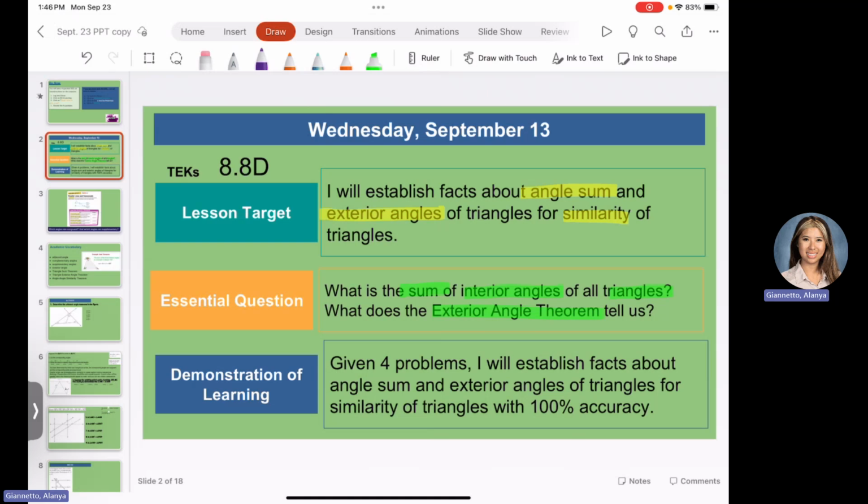So for the first one, sum means the answer when we add, interior means inside. And the inside angles, if we add them together, should always equal 180 degrees. And then in terms of the exterior angle theorem, exterior means outside.